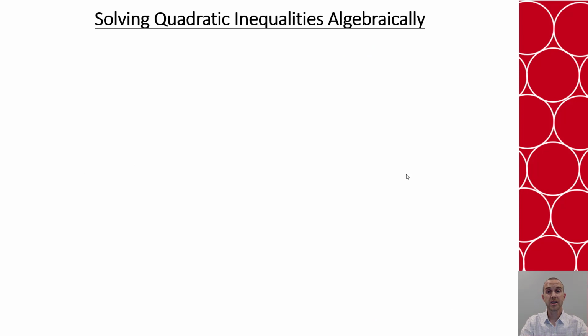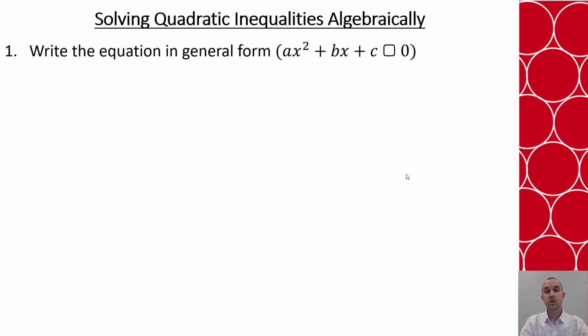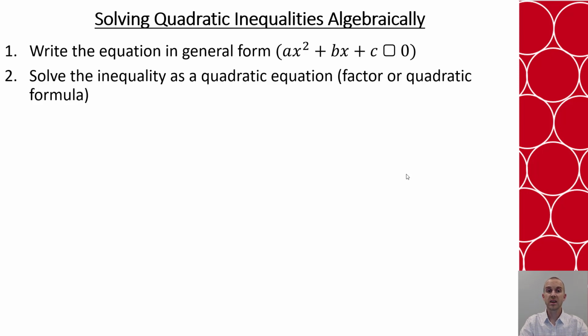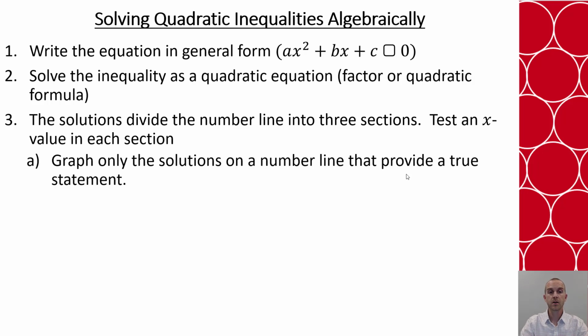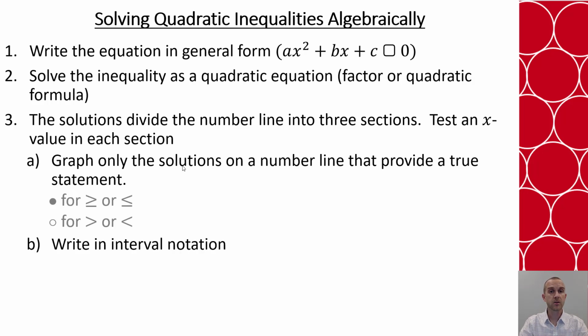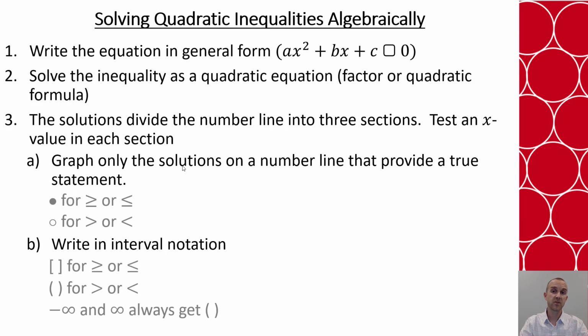Now I can also do this algebraically. If I'm doing it algebraically, the first thing again, put the inequality in general form. Then I'm going to solve the inequality as a quadratic equation, and that can be done either with factoring or the quadratic formula. Then I put those solutions on the number line, and that should split our number line into 2 or 3 sections, typically 3 sections. And what I'm going to do is choose an x value in each of those sections to see whether it makes the inequality true or false. If it makes it true, I know I should be shading there. If it makes it false, I know I should not be shading there. So I graph only my solutions that are true. And again, solid dots for the equals to, open dots if it's less than or greater than. And then when I do the interval notation, same thing, brackets and parentheses based on the type of inequality.